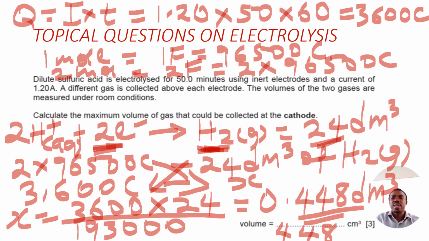So it's as simple as A, B, C. All you need to do is read the questions and understand the questions and write down the equation that takes place at the cathode. Once you get those points right, you get the answer right. So it's as simple as A, B, C. Attempt as many questions as possible.